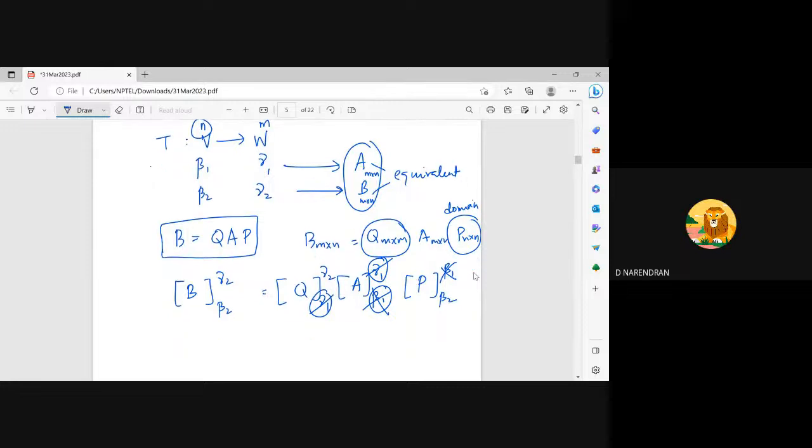AP is equal to AP. So that Q is the side, it comes. Okay, it's all notation. If you're going to use QB is equal to AP, then it will be Q inverse here. Yes, ma'am. So it all depends on what notation you follow.